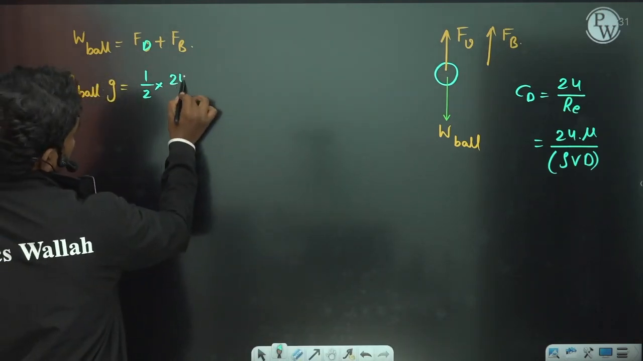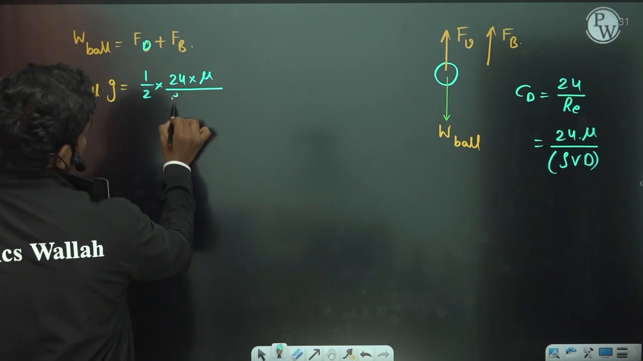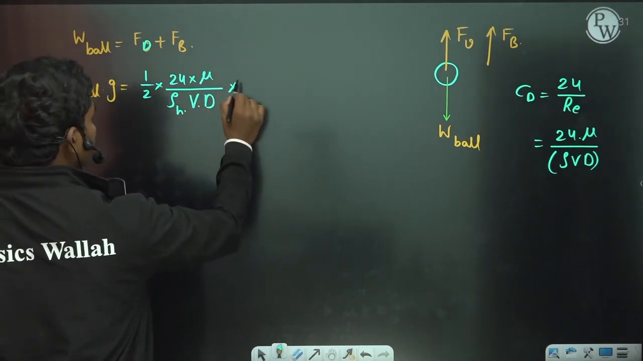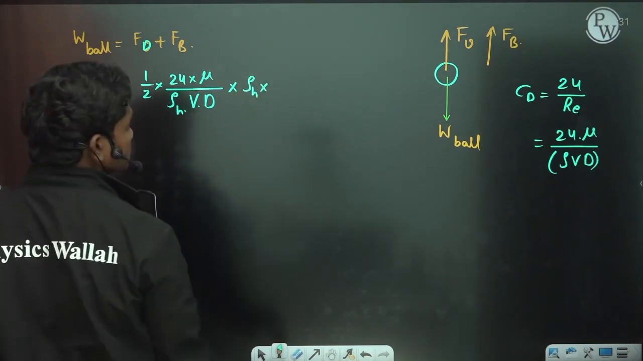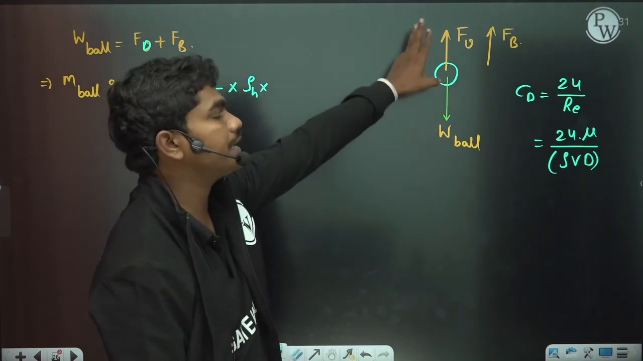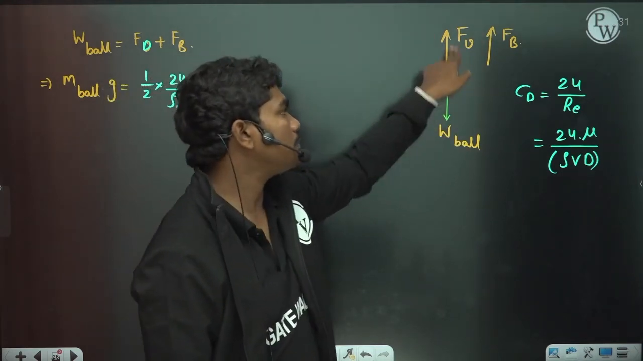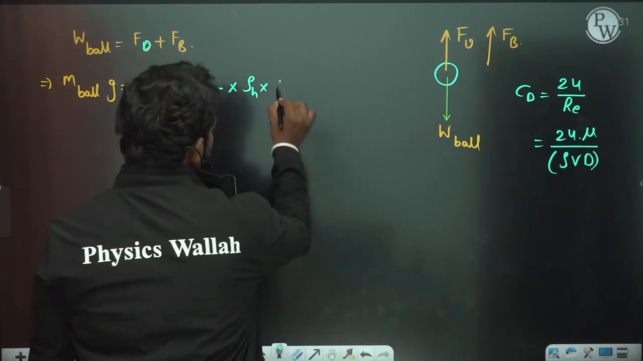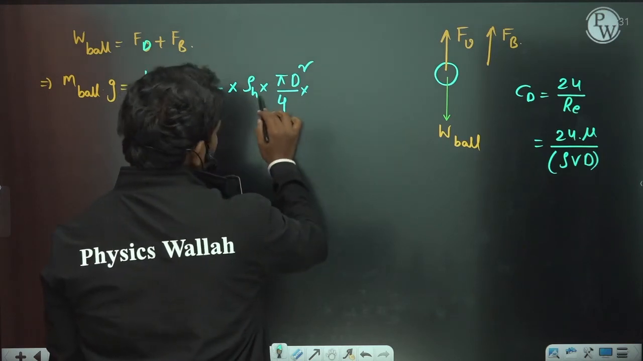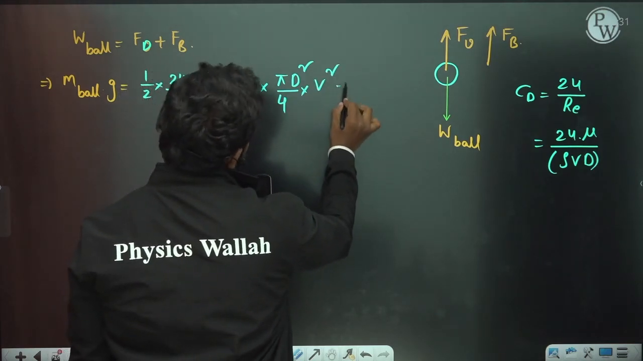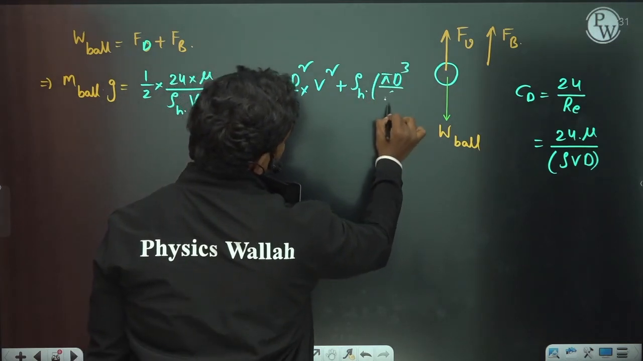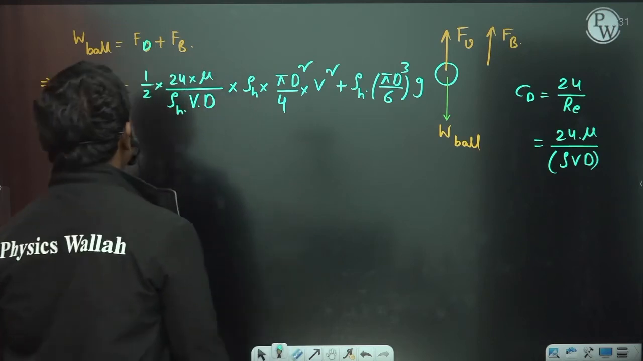So 24 mu by rho honey into the velocity at which it is traveling into d, times half CD into rho A. What is the projected area? This is a spherical shape, so the sphere has a projected area of a circle. So this is pi d squared by 4, into half CD rho A V squared, plus the buoyancy: density of the honey into the volume, pi d cubed by 6, times g. So this is the total expression.